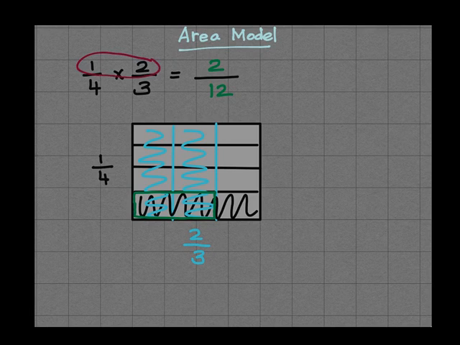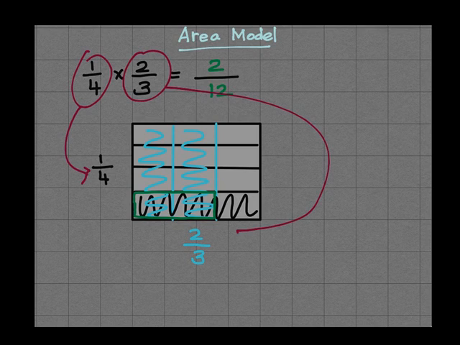So usually we multiply the numerators and denominators. When we multiply the numerators, 1 times 2 is 2 and 4 times 3 is 12. Now let us represent this question in an area model. When we represent two fractions in an area model, let us take the first fraction 1/4 and represent it as rows, and the second fraction as columns.